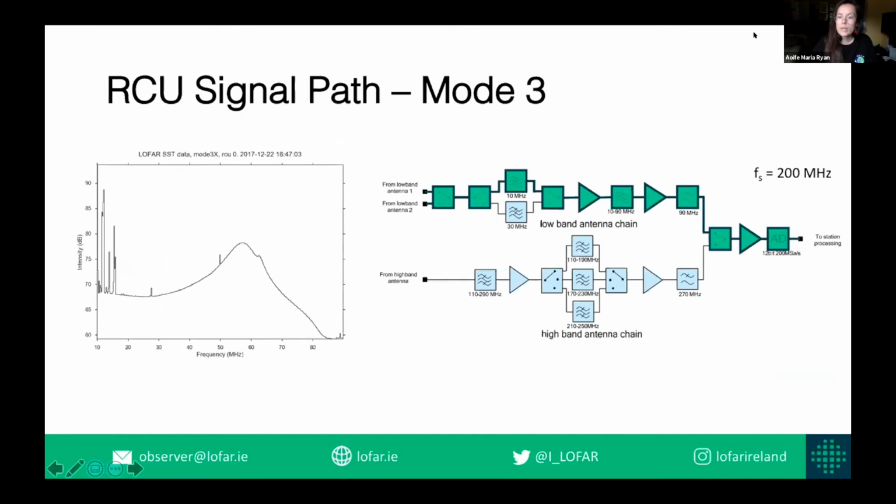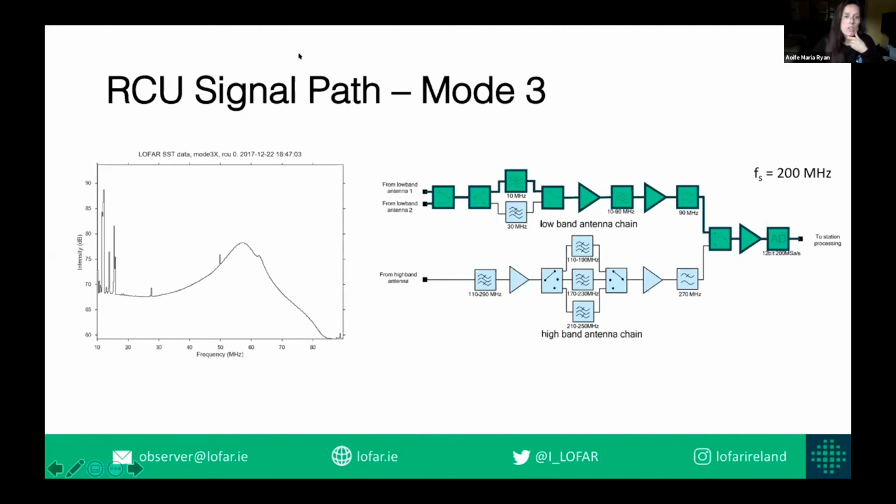So we'll start here with mode 3. Mode 3 is the most common mode that we use for observing with low band antennas. You can see here on the left hand side is the signal or the antenna response function. You can see that there's a number of peaks down here at about 10 to 20 megahertz. This is radio frequency interference. So there's a lot of interference that you'd experience down at these very low frequencies. You can see that it has this really distinct shape that peaks at about 57 megahertz. This is the resonance frequency of these antennas.